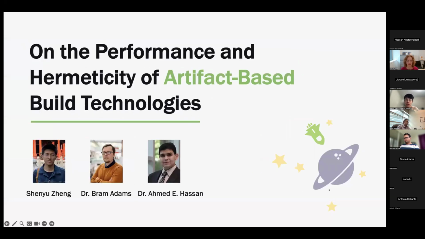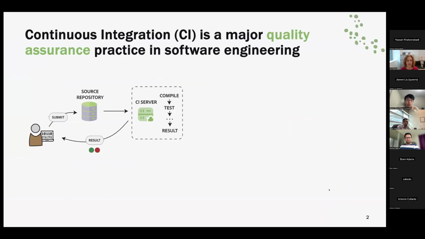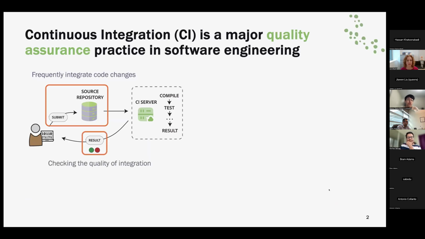Hi, all right. So my name is Shenyu. The topic of my today's talk is on the performance and hermeticity of artifact-based build technologies. So to begin with, let's first talk about CI. CI is a practice of frequently integrating code changes into code bases and tracking the quality of the integration through automated builds, performing compilations and testing.